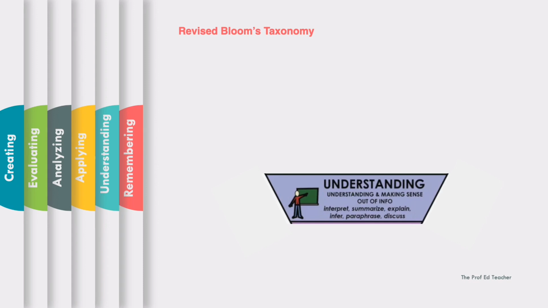We move to the next level, and that is understanding. This is where the student understands and makes sense of the information given to them. The verbs that we can use are the following: interpret, summarize, explain, infer, paraphrase, and discuss. We can ask questions like, what is the main idea? How would you summarize? Explain the process of, or discuss how. In this level, students will be asked to interpret facts that they learned.